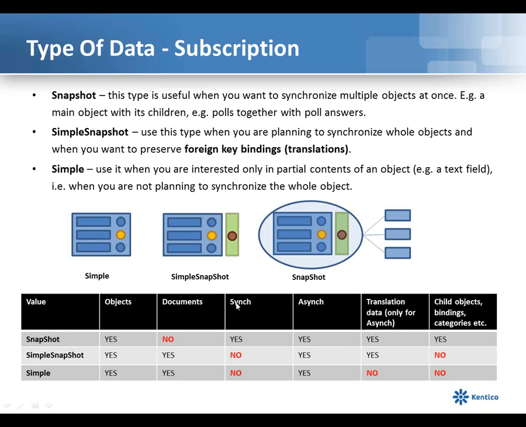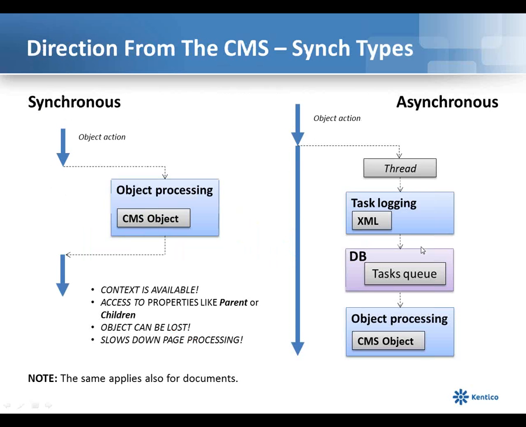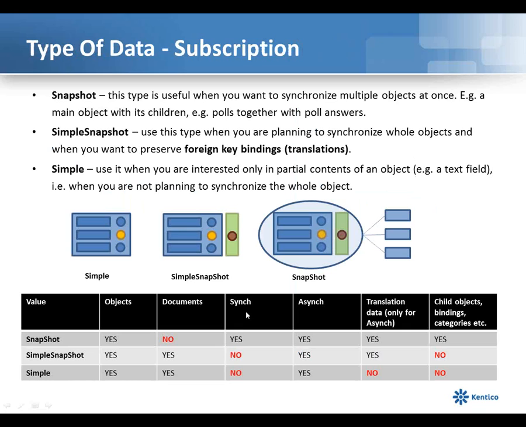When it comes to the asynchronous processing, only a snapshot, which is this one, is supported. This is based on the nature of the synchronous processing, because here I'm saying that you can access the parent object, child object, you can get the whole context of the website or whatever else available. So that's why it makes sense to actually give you only the snapshot, which is the highest level of the subscription that you can get in the synchronous processing. So simple snapshot and simple, they're not supported. With the asynchronous processing, all of those are supported.